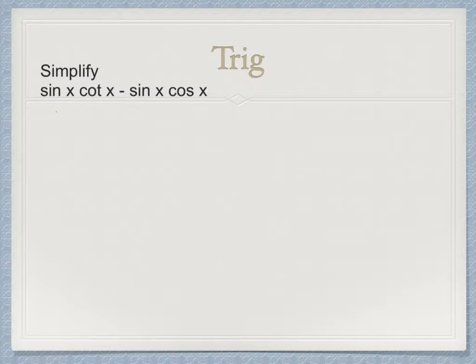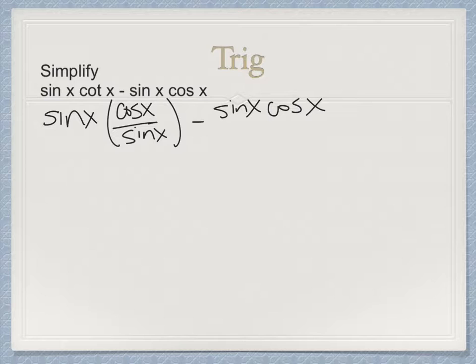This particular question says simplify, so the first thing I'm going to do is rewrite everything in terms of sine and cosine. In this first line, I looked at cotan x and I replaced it with cosine x over sine x. I noticed that there was a sine x on the top and on the bottom that would cancel out or divide out.